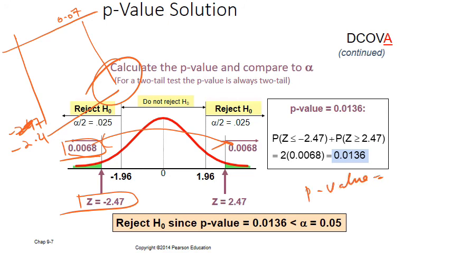This is just to practice, and you can take the decision on the basis of p-value as well. If p-value is less than alpha, we reject H naught.